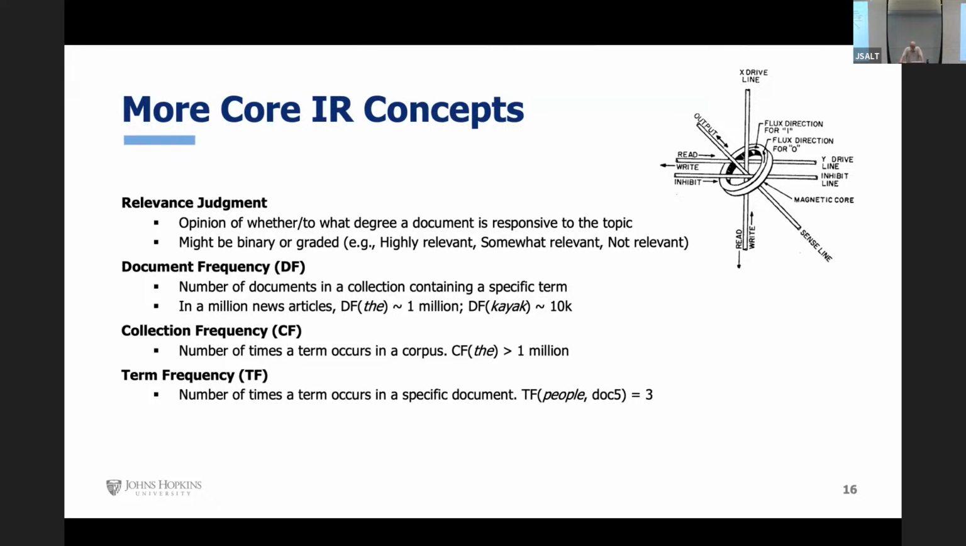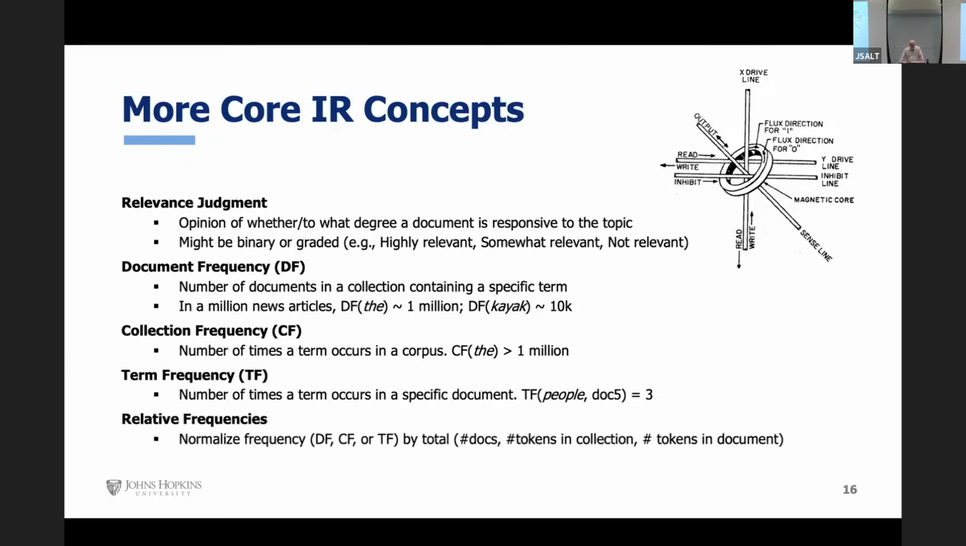Term frequency is the number of times a term occurs in a specific document. Okay, so we might have document 5 that has 3 occurrences of the word people. So its term frequency is 3. Now, these are all absolute counts, right? This is counts of the number of occurrences of a word in some set.